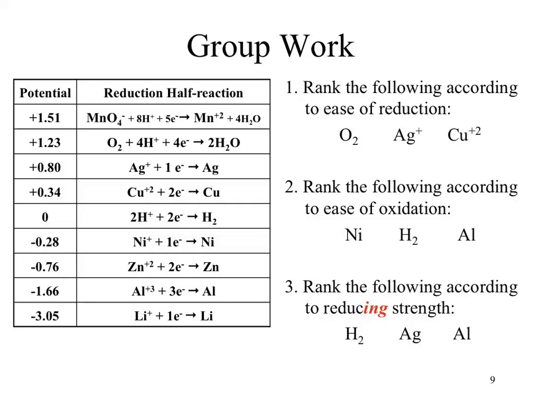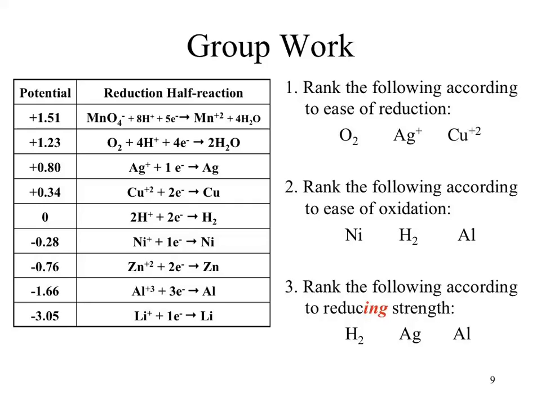Change the sign on all of them. So the most negative will become the most positive oxidation potential. So it looks like it would be aluminum, nickel, and hydrogen. Okay? Good? Everyone getting these okay?